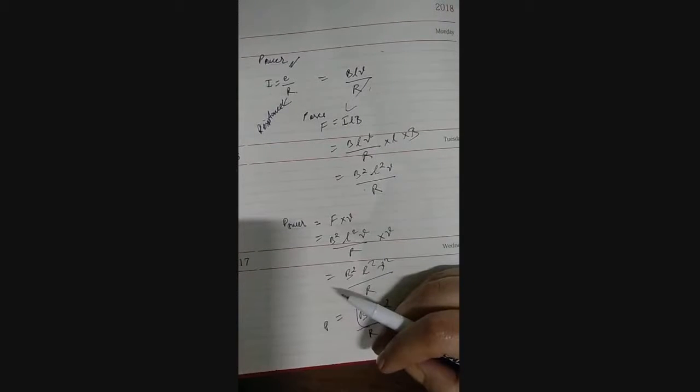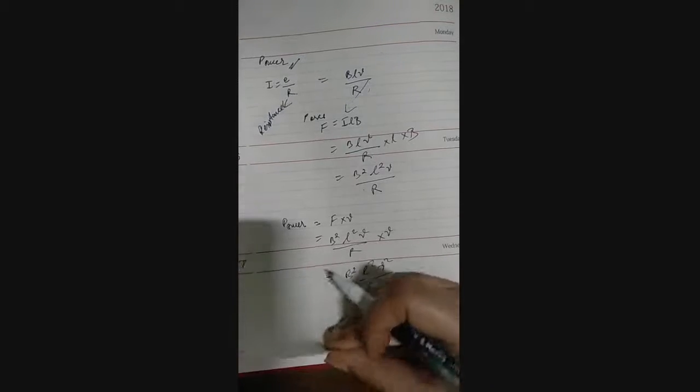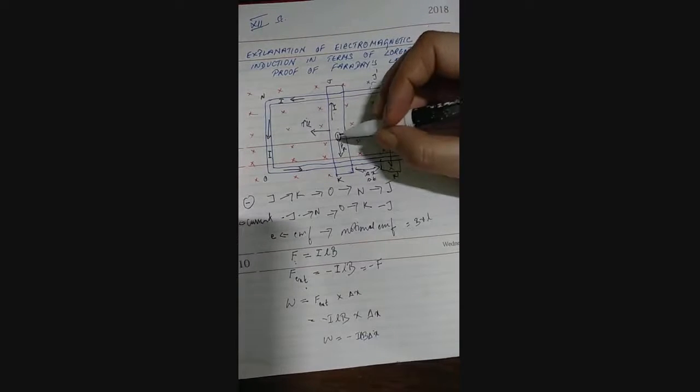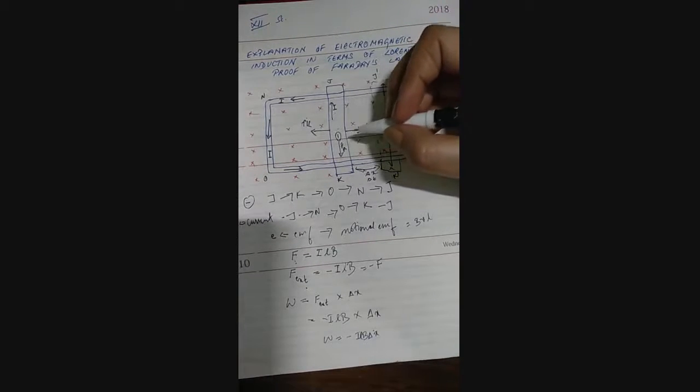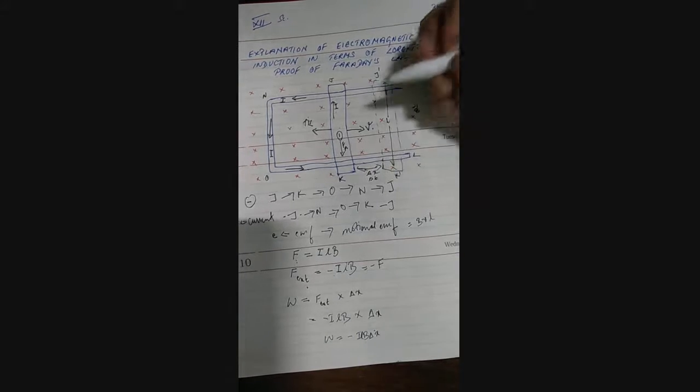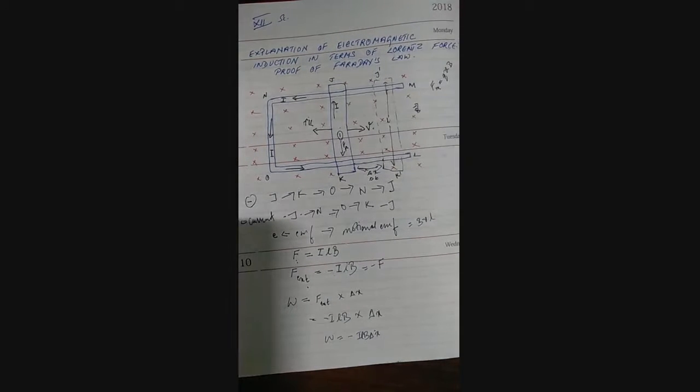So that power is coming from the work done. When we move this rod, some work is done by an external agent to move the rod with uniform velocity v in the magnetic field, which is mechanical in nature. Some of that mechanical work done will be dissipated in the form of heat, and some will be converted into electrical energy.